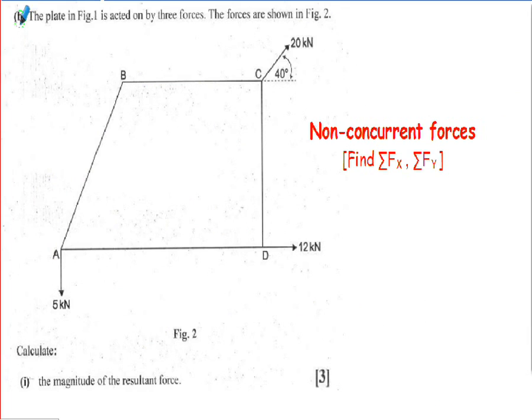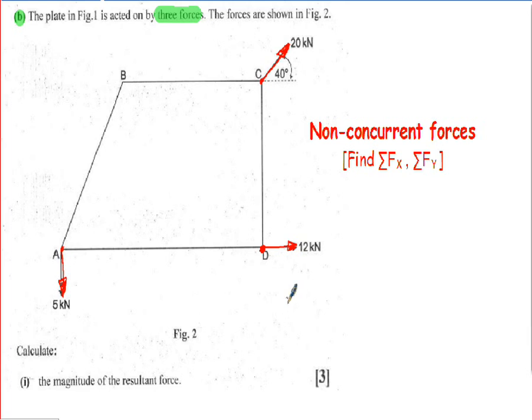Given in part B of question 1, 3 forces that are acting on the structure. So the forces are shown here. If I highlight them in red, that's a force there of 20 kilonewtons, acting at some kind of angle. We've got a force of 12 kilonewtons, applied at C, and we've got a force here of 5 kilonewtons, applied at point A, vertically down.